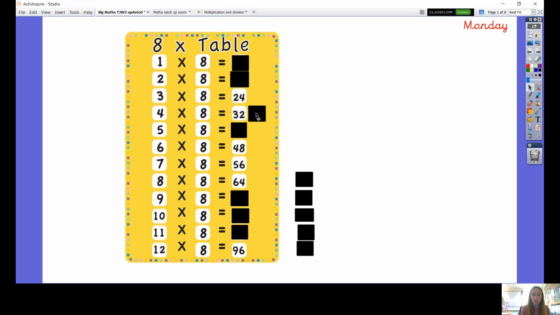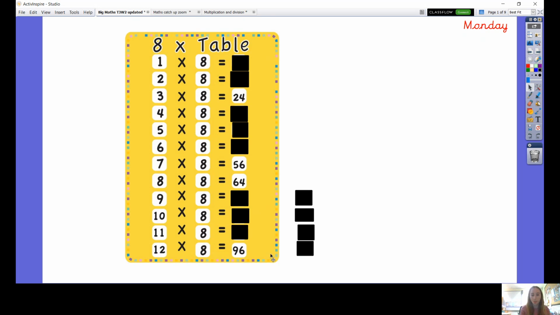So we've got 32. So I can think of 5 times 8 is 40. Take away 8 using my number bonds gives me 32. And then 6 times 8 is 48. So I've just had 40. 5 times 8 is 40. 6 times 8 is 48. It's just 8 more. Okay.